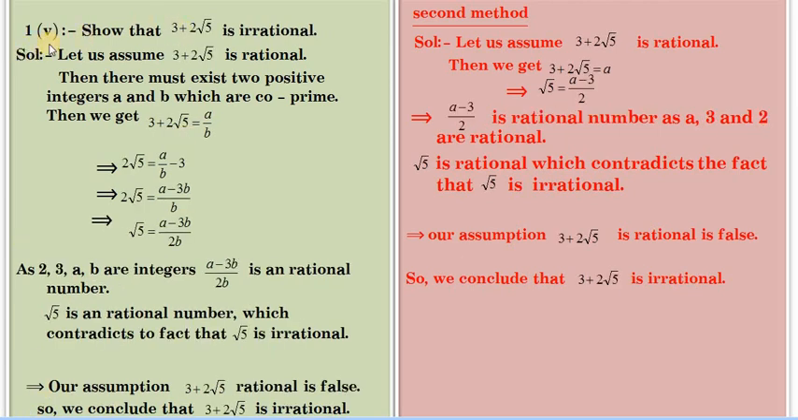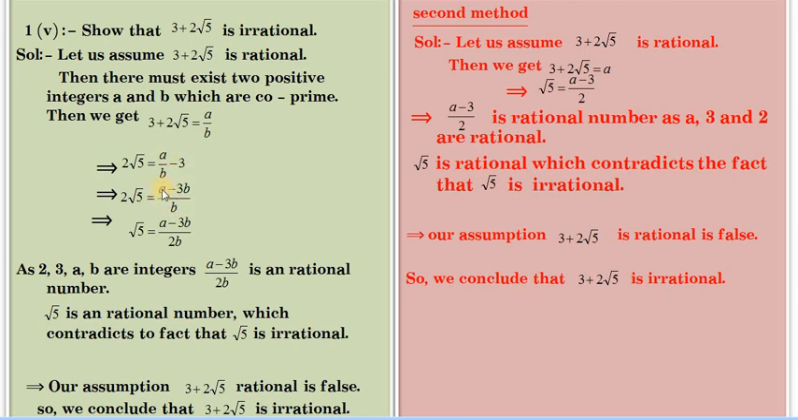Now let us see the fifth bit. Show that 3 plus 2 root 5 is irrational. Let us assume that 3 plus 2 root 5 is rational. Then there must exist two positive integers a and b which are co-prime. That means 3 plus 2 root 5 is equal to a by b. Now we transfer this 3 to the right side. Then 2 root 5 is equal to a by b minus 3, which implies 2 root 5 is equal to a minus 3b by b.